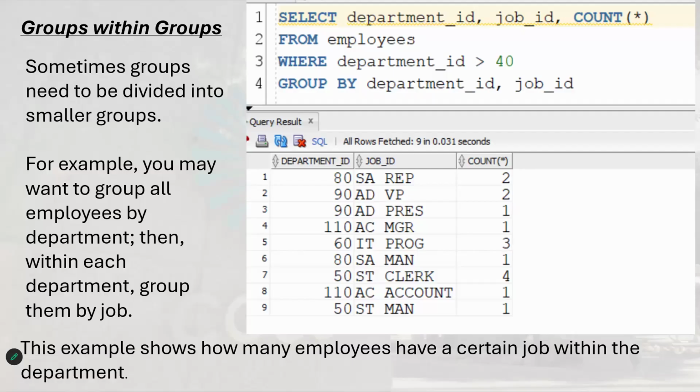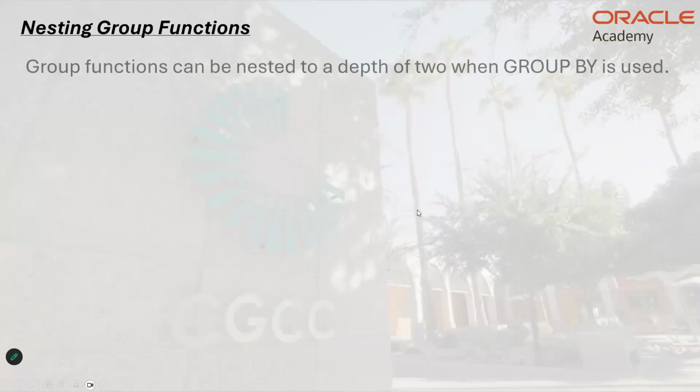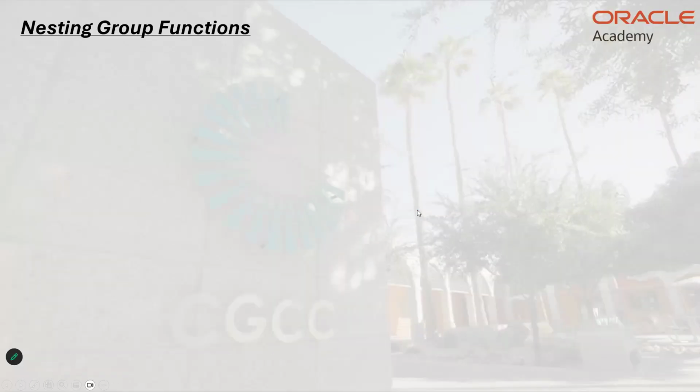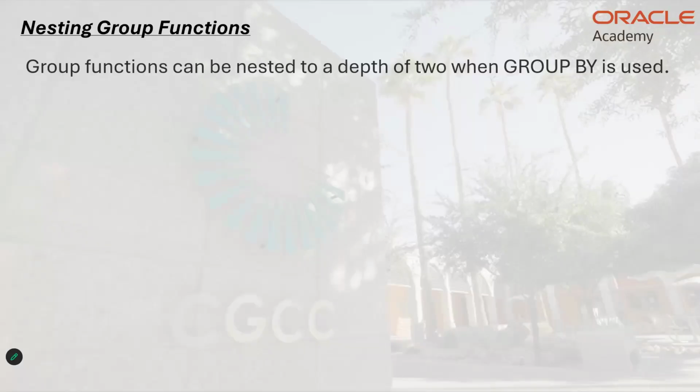So you're not breaking any of the guidelines or rules for group by. Pretty relatively straightforward. The grouping functions can get a little confusing, but just pay attention to the order, because that's basically how the query will produce the results. All right, nesting group functions.